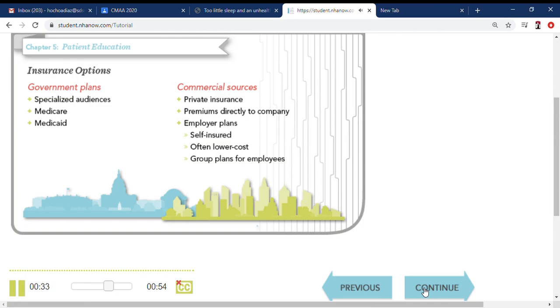Another option is to get health insurance through employers. If the employer self-insures these plans, they tend to be lower cost because additional fees aren't built into the premiums. The employers budget a certain amount for employees' claims, which employers pay as they come in. Some employers purchase group plans for their employees.